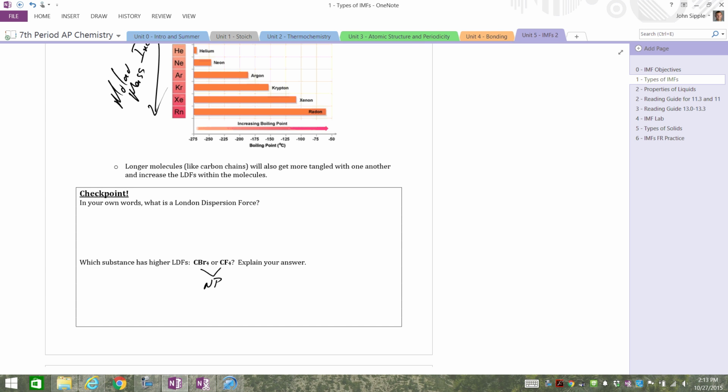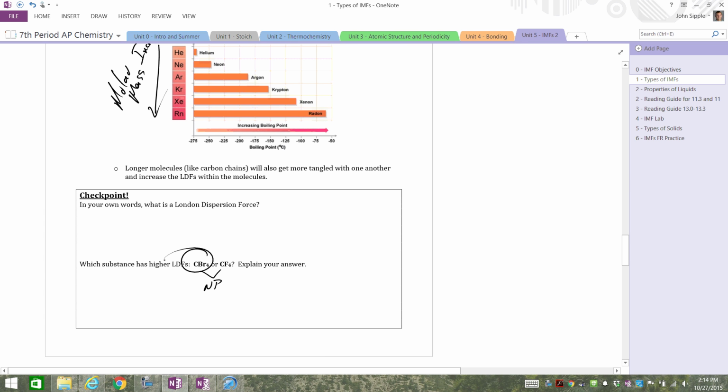Which one has higher LDF forces? Which one has more LDF forces? Suzanne? Yes. Why is that? Correct. You just add up the Br and then multiply that times 4. Absolutely. Yep. Just larger molar mass.